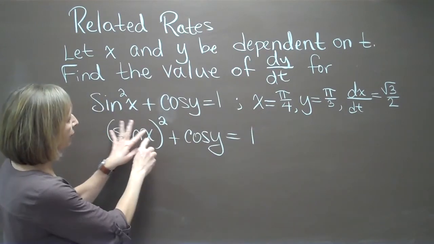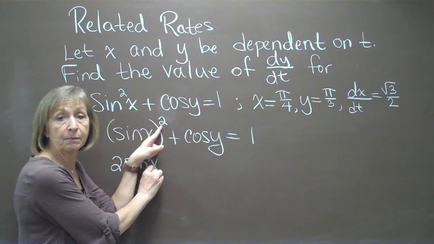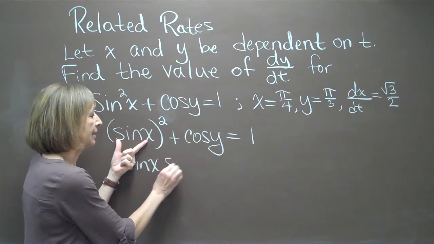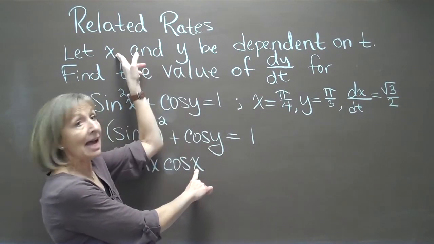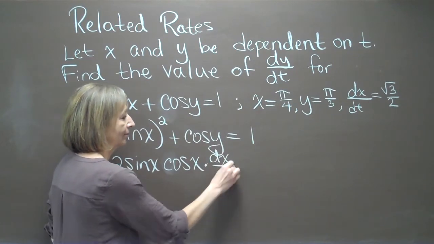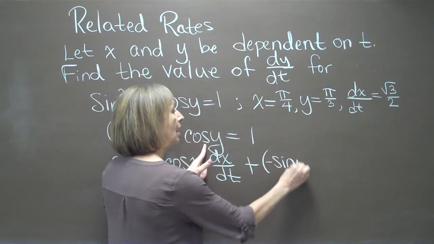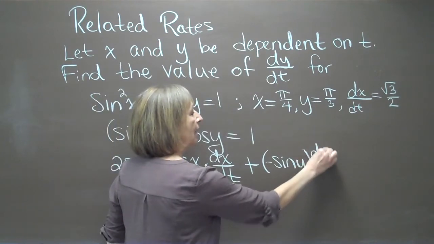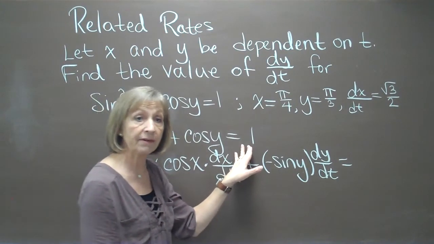Now when I differentiate, for this first term I'll bring down the 2, keep the base sine x the way it is, subtract 1 from the exponent, which gives me an exponent of 1, but then I need to multiply by the derivative of the inside. The derivative of sine x is cosine x, and then still times the derivative of x, but x is now dependent on t, so the notation for the derivative of x is dx dt. And then plus, the derivative of cosine y is negative sine y, and then times the derivative of the argument. Y is also dependent on t, so times dy dt is equal to, and on the other side of the equation, I have a constant term, and the derivative of a constant term is 0.